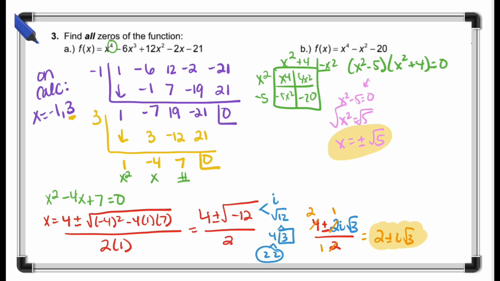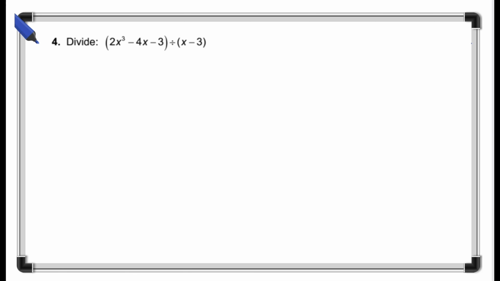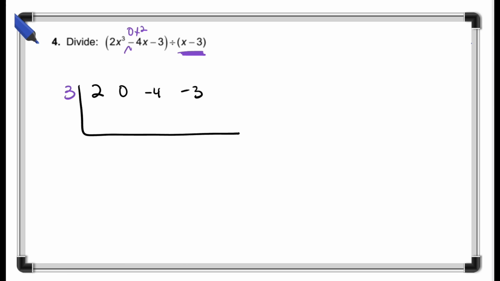Okay, in question number 4, we are doing synthetic division, and we can look to see our 0 is going to be a positive 3. We're going to fill in our information. So look for any missing terms. You do not have an x squared term. So you're going to have 2, you're going to have 0, you're going to have negative 4, and you're going to have negative 3. We're going to go ahead and drop the 2, multiply, add down, multiply, add down, multiply, and add down.